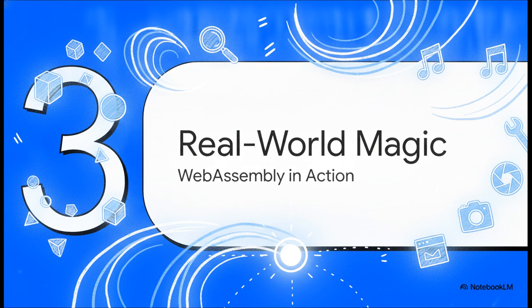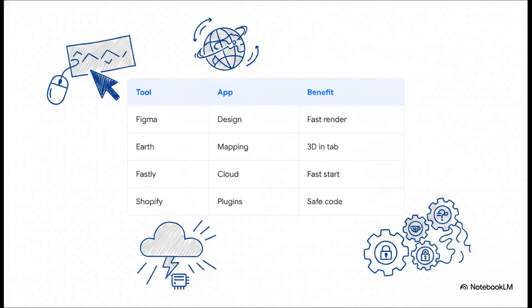Part 3. Real-world magic. WebAssembly in action. Let's look at how these kind of abstract concepts are already powering tools you probably use every single day. Take Figma, for example, the massive collaborative design tool used by millions. Without WebAssembly, Figma as we know it simply wouldn't exist. They actually compile their complex C++ rendering engine into WebAssembly so you get incredibly fast, native speed design scrolling right there in your browser. Then there's Google Earth.